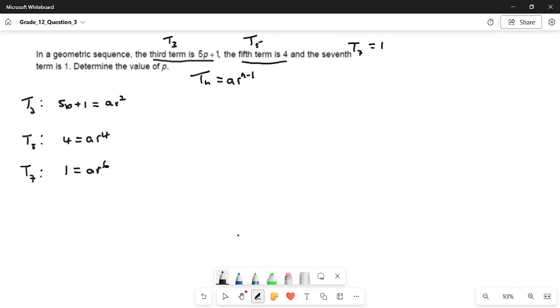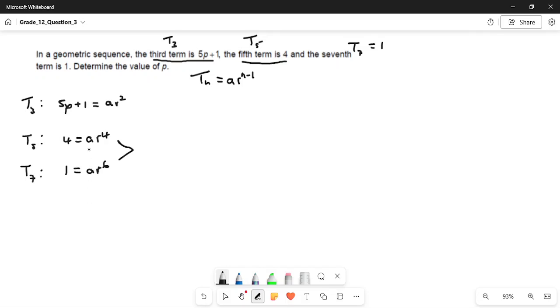And now, once I have my equations like that, let us first solve for r. And how we'll do that, we'll find our ratio. In this case, let us use these 2 equations. Let us not use this first one, because we've got our p, which is our unknown, and we'd have 3 unknowns. We've got p, a, and r. But once we use the equations for t sub 5 and t sub 7, we use these two equations to find our ratio.